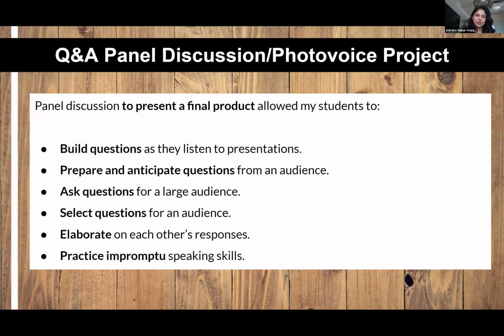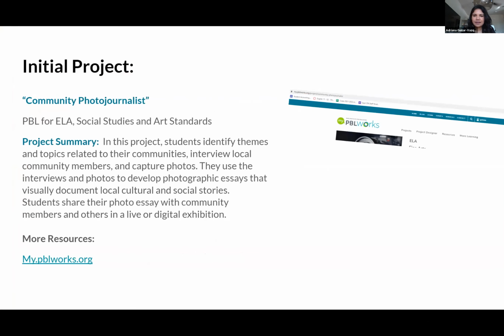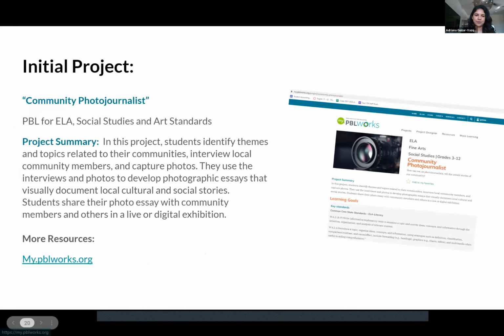I didn't want them to spend a lot of time planning. We didn't have the time to get into all of the planning skills for outlining and all of that for a public speech, but I wanted them to still present. And so, again, I started with this resource from my PBL works, and this is part of the resources folder.